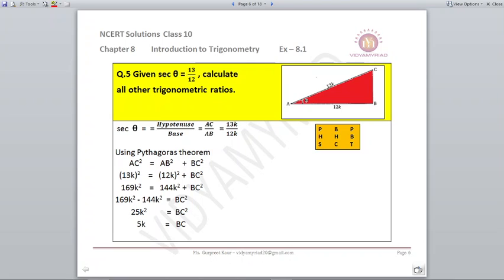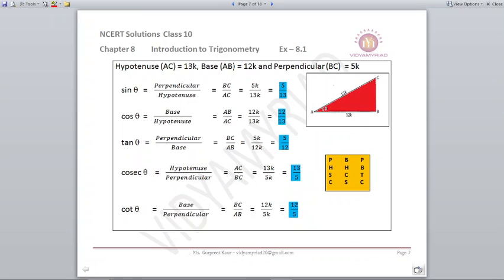Now we don't have BC with us. With Pythagoras, we will find BC, which comes out to be 5K. They are telling us to find all other trigonometric ratios. We know the formulas very well. So for more clarity, I have written down for my convenience that hypotenuse is AC, that is 13K. Your base is AB, which is 12K, and perpendicular is your BC, that is 5K. So quickly we can put it into the formulas.